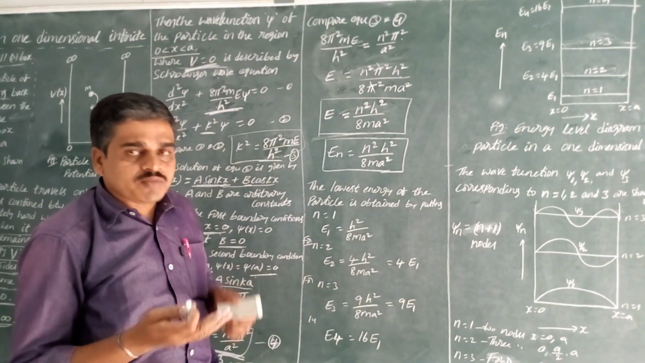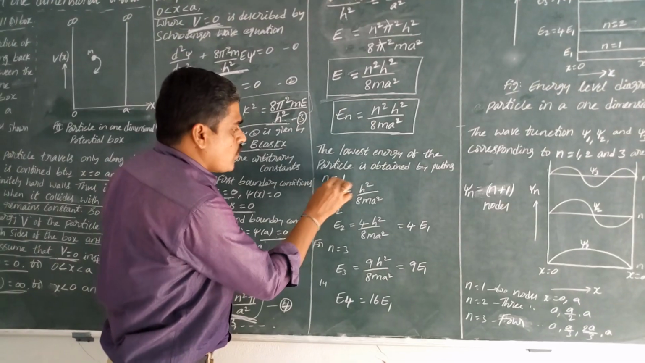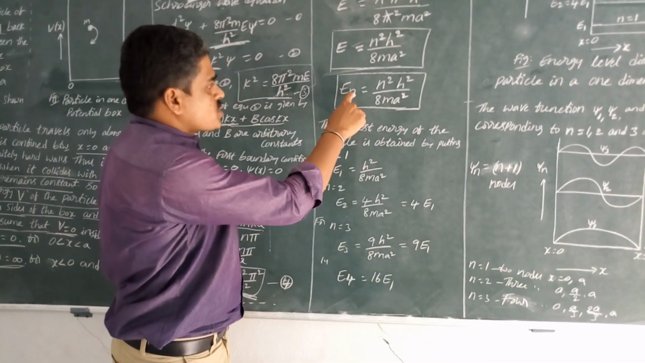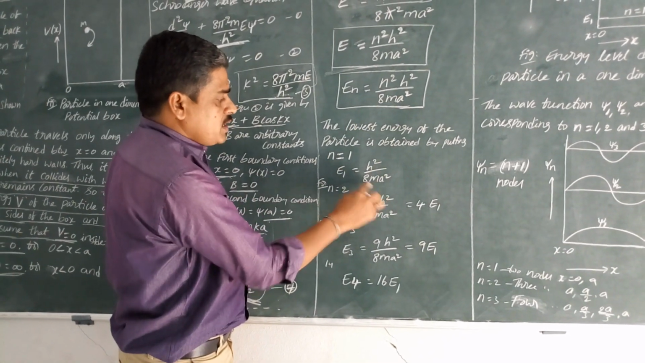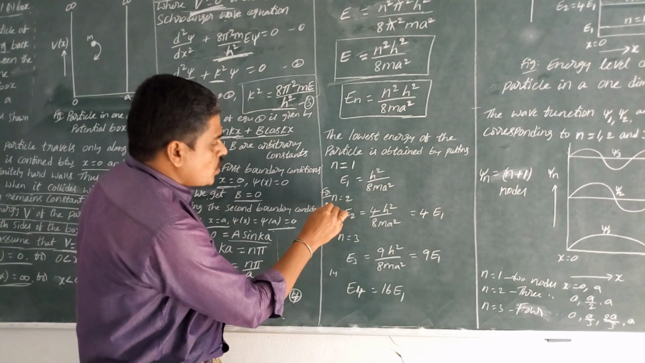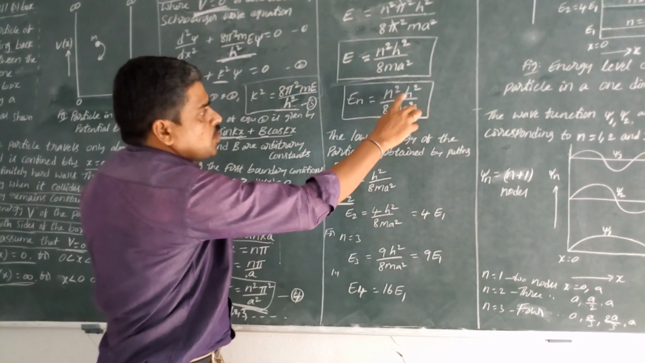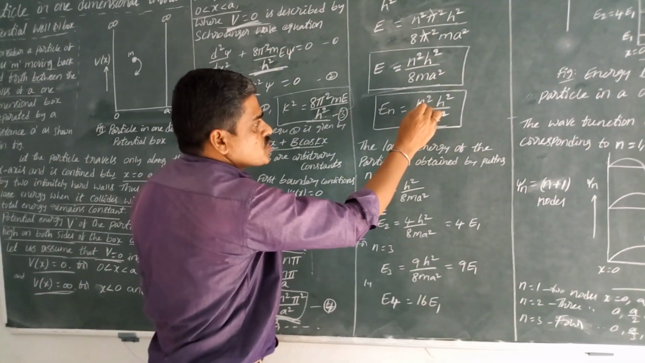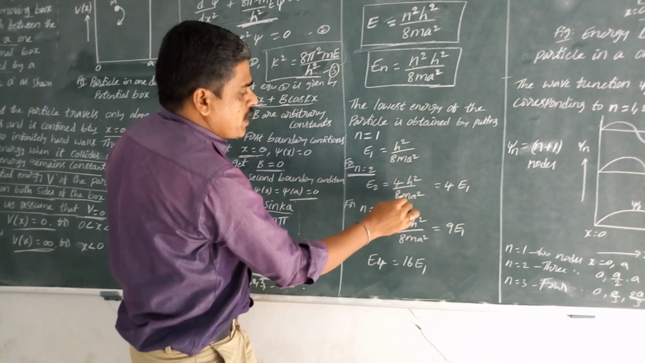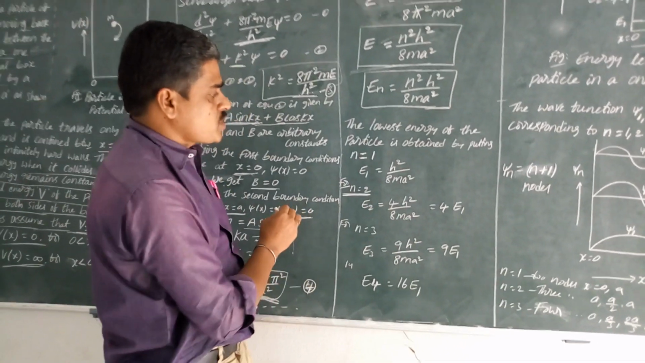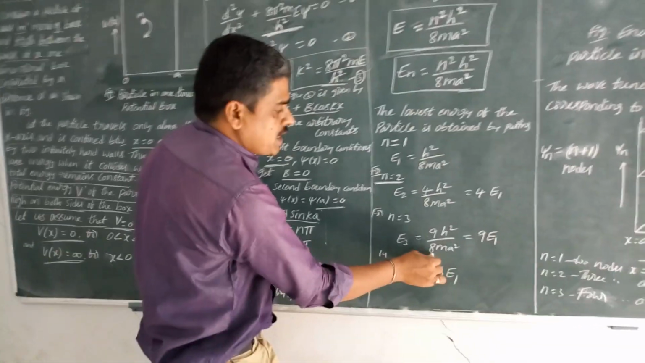The lowest energy of the particle is obtained by putting n is equal to 1. When n is equal to 1, we can substitute, then we get E1 is equal to h square by 8m a square. When n is equal to 2, E2 is equal to 4 h square by 8m a square. When n is equal to 3, we get 9h square by 8m a square.